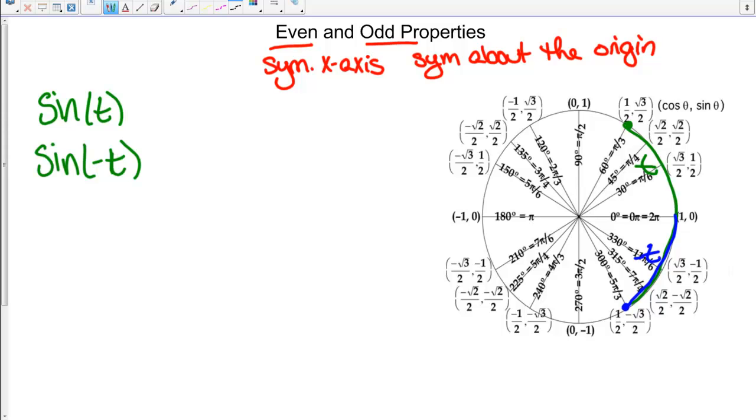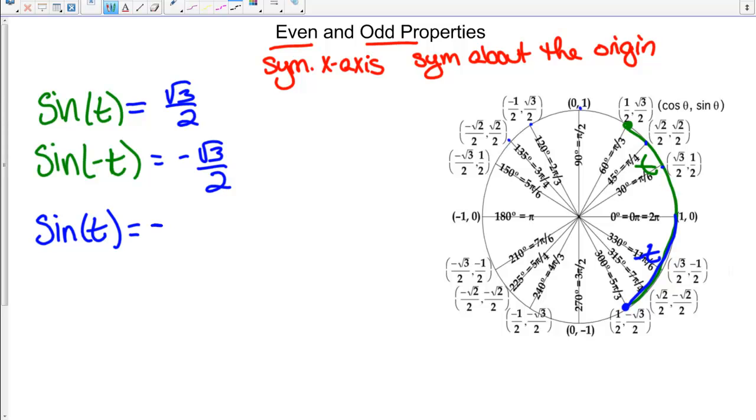So what is the value of sine of t if t is pi over 3? Well, we get square root of 3 over 2, and sine of negative t is negative square root of 3 over 2. If we made t each one of these values, we would find that sine of negative t is always equal to negative sine of t.